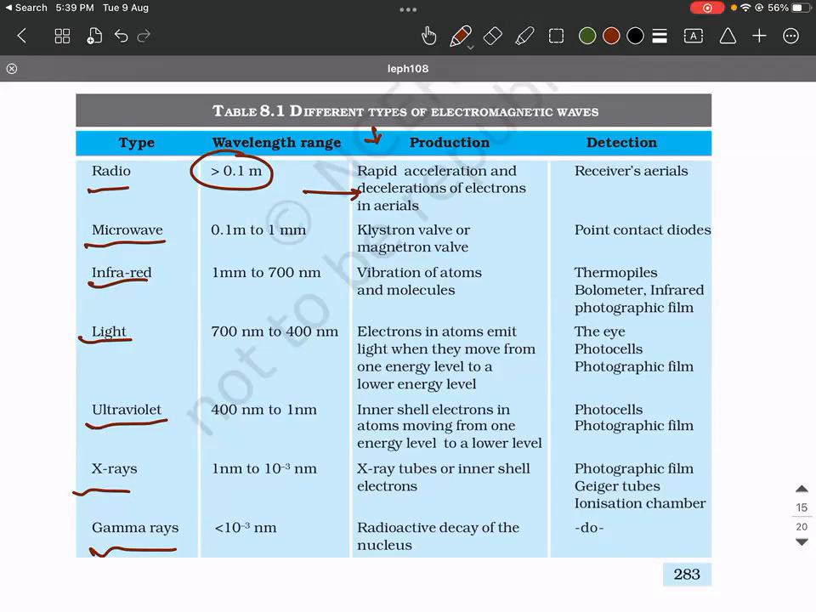After that, you also write down how they are detected. So how do you detect radio waves? For example, if you look at FM, you will have an antenna on top of your car. So the antenna is the receiver. They are detected using aerials. Aerials or antennas, they both mean the same. Similarly, how are microwaves detected? You have something called point contact diodes. So you first prepare the table for all these things, and the questions will be based on this. Is the point clear?